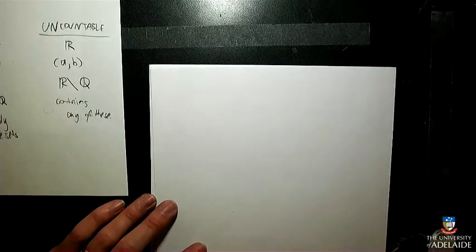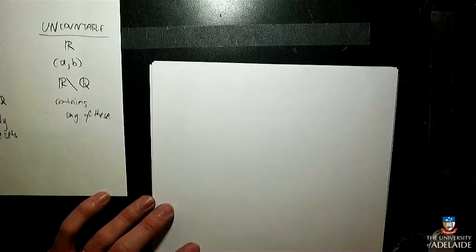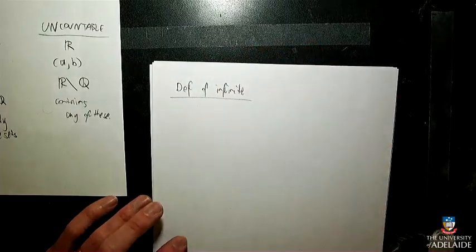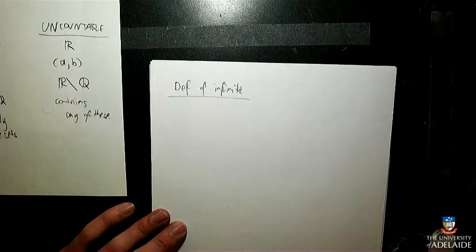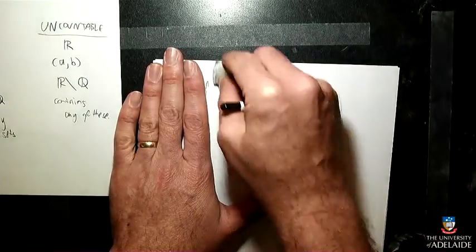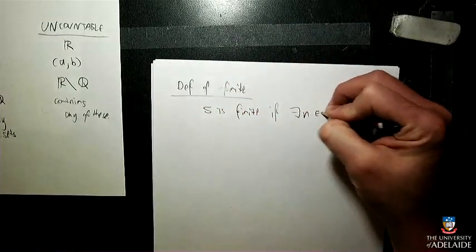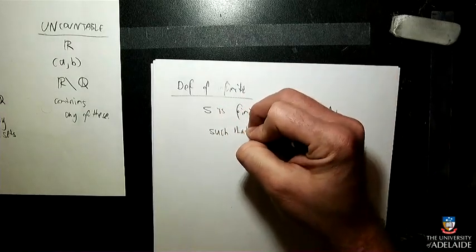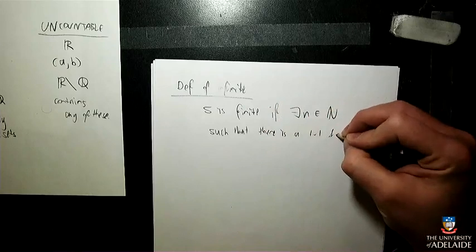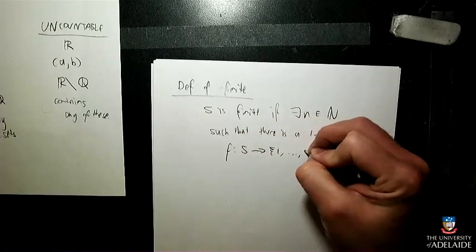All the finite sets have sizes which are natural numbers. So one definition of infinite is that its size is not a natural number. And for the size to be a natural number, it means there's a one-to-one correspondence between it and a set which has a natural number of things in it. So the definition of finite for a set: S is finite if there exists an n in the natural numbers such that there is a one-to-one and onto function f which sends S into {1, ..., n}.